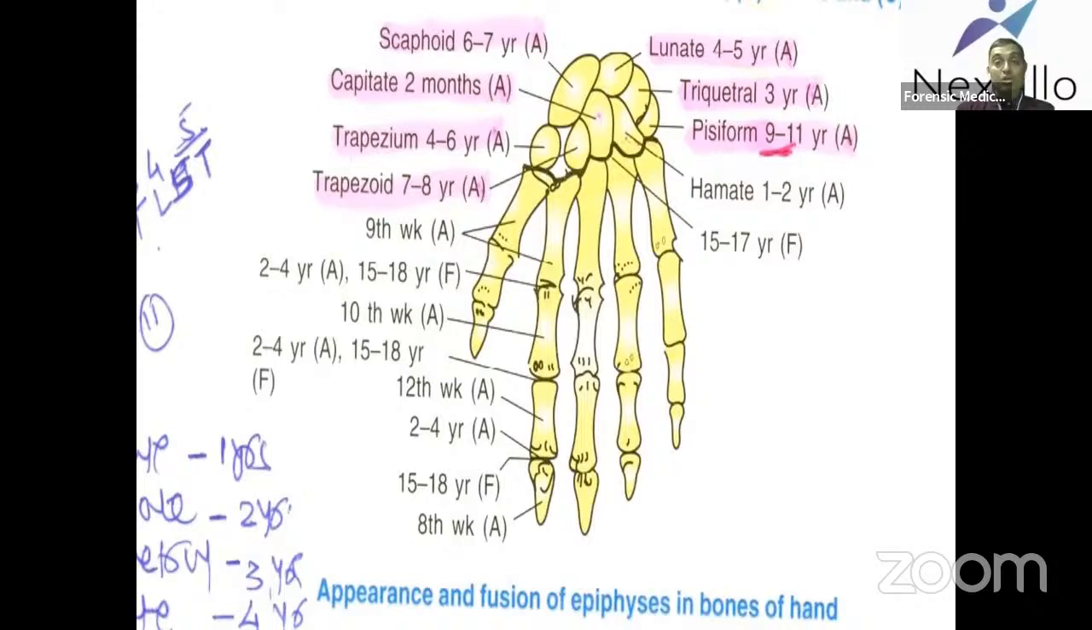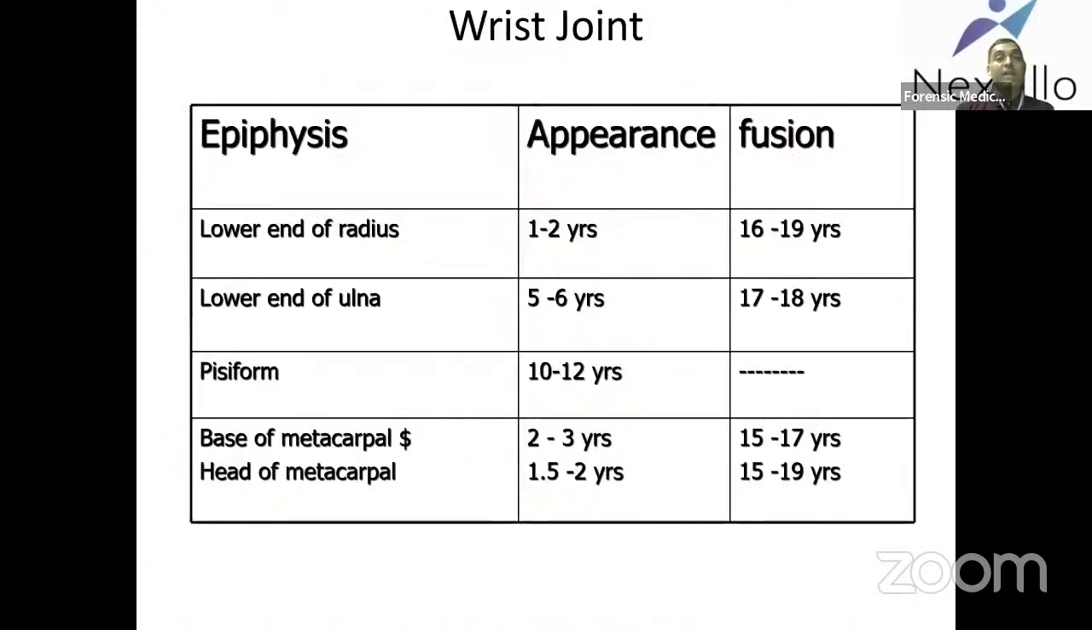If you are not sure that person's age is between 9 to 11 years, you just take an X-ray of the wrist or the hand, and you just confirm whether the pisiform appears or not. If it appears, then it is 9 to 11 years of age.